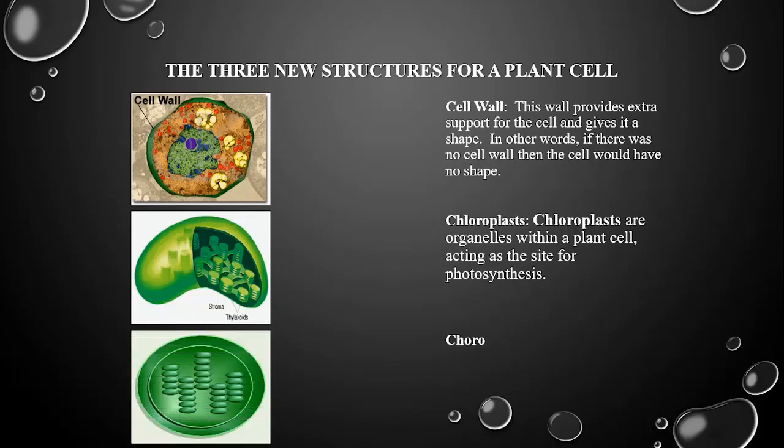Last one, chlorophyll. Chlorophyll refers to a pigment responsible for the green color in plants. So the green color we see in the plant is mainly because of the presence of chlorophyll.